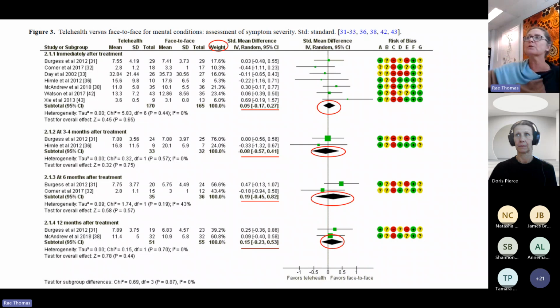So the diamond pools all of those green dots together, all of those studies, Burgess, Comer, Day, Himley, McAndrew, Watson, and G. They've pooled them all together, and that is the effect size for immediately after treatment for face-to-face versus telehealth. And because the diamond crosses the line, we can say that all of the studies that have looked at telehealth versus face-to-face interventions for less common mental health problems appear to be equivalent. There's no difference between the two. All right?